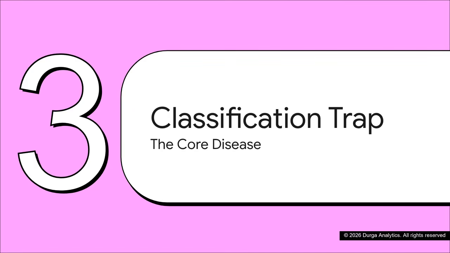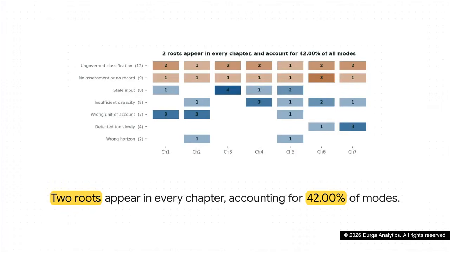Section 3, the ungoverned classification trap, the core disease. Let's look at the deadliest issue on your desk. Out of our 7 roots, 2 of them appear in every single chapter: ungoverned classification and no assessment or no record. Together, they account for 42% of all errors. Because they show up across entirely unrelated subject matter, from your accounting ledgers all the way to Registry Authority, they are proven structural properties of how the desk is built. This isn't just bad luck.